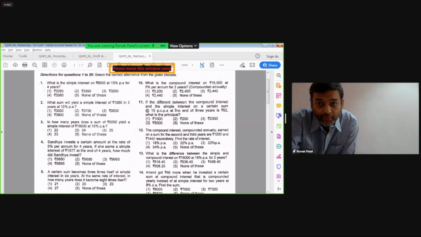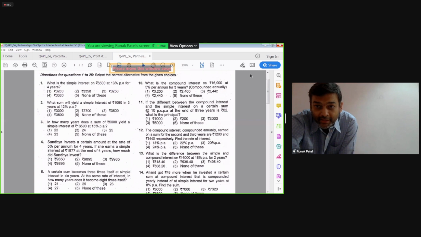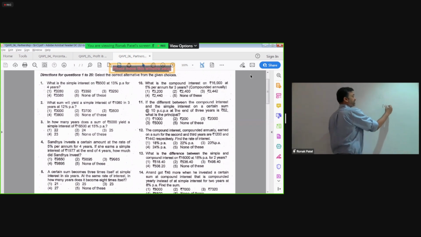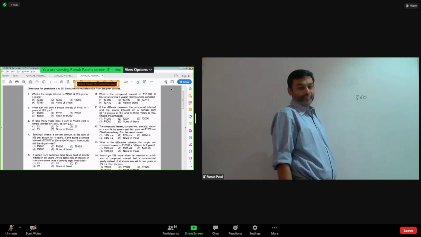first of all, I'll try to divide it by 3. Everybody agree? Because 1080 is of 3 years. So can you divide 1080 by 3? It will be 360. This is 1 year interest. Clear, everybody?